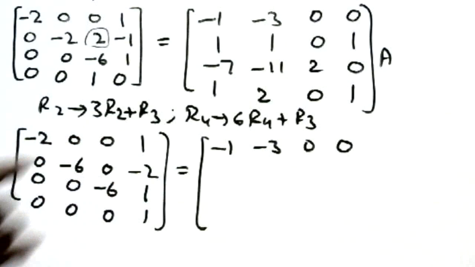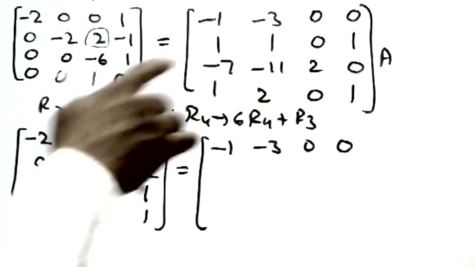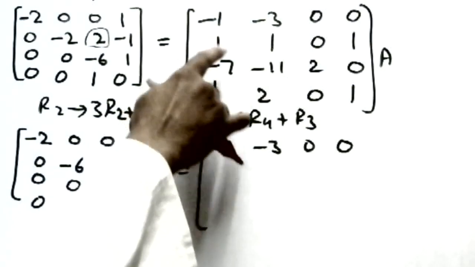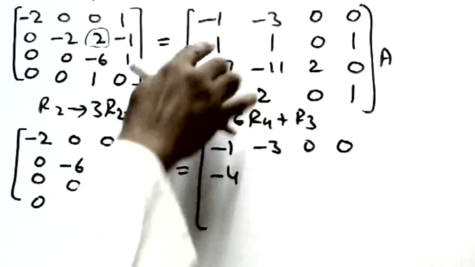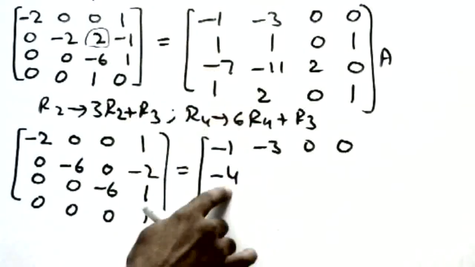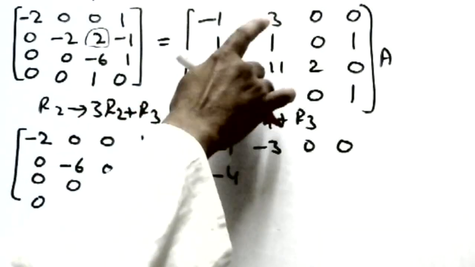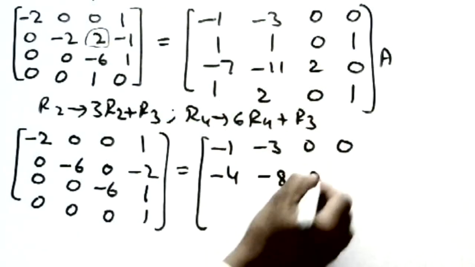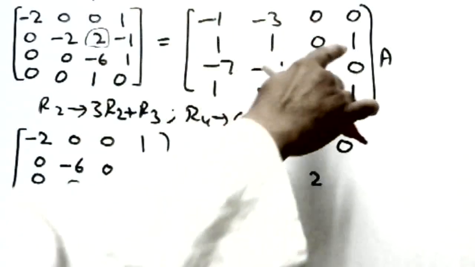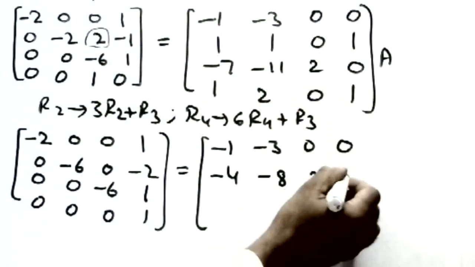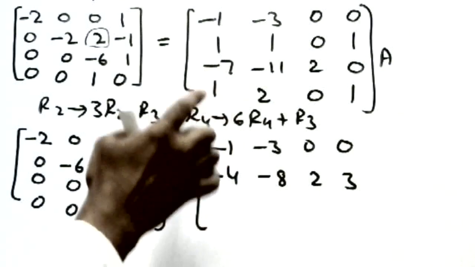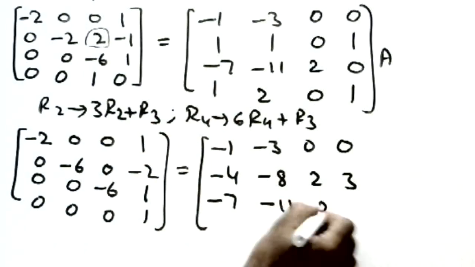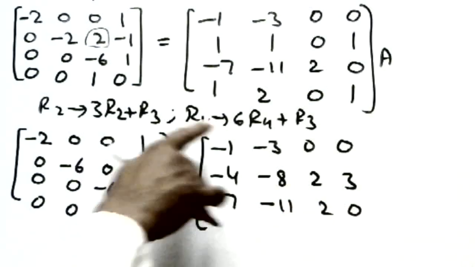Now R2 we are changing 3R2 plus R3. So 3 ones are 3. 3 minus 7 will be minus 4. Now again 3 ones are 3. 3 minus 11 will be minus 8. 3 zeros are 0. 0 plus 2 will be 2. Now lastly 3 ones are 3. 3 plus 0 will be 3. Now in the next step we are not changing R3. So write as it is, minus 7, minus 11, 2, 0.